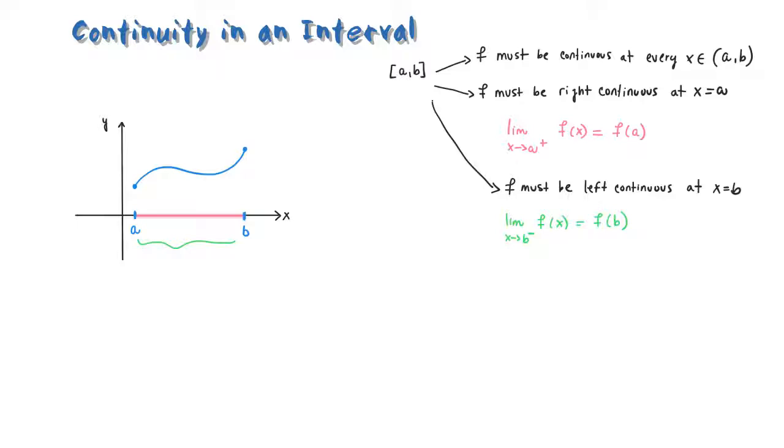So putting all three together, every time you have to analyze whether a function is continuous in a closed interval [a, b], you have to make sure that f is continuous for all x between a and b, and also that f is right continuous at a, the left endpoint, and f is left continuous at b, the right endpoint. If all three conditions are satisfied, then you conclude that f is continuous in the closed interval AB.